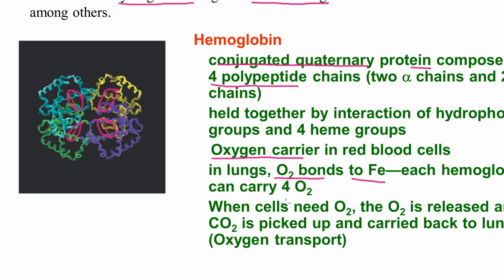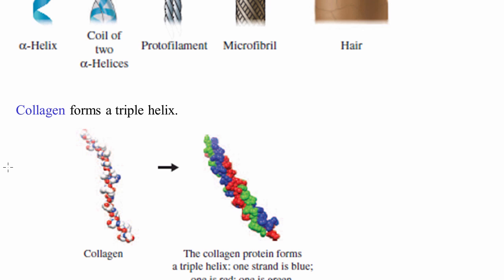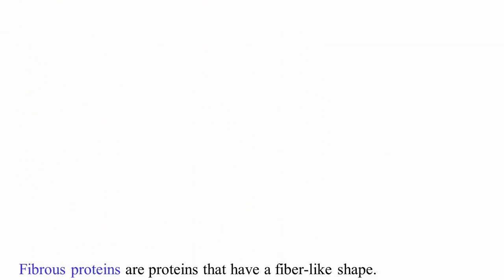Okay? So anytime our cells need oxygen, the oxygen is released, and carbon dioxide is then picked up and carried back to the lungs, and this is oxygen transport. So hemoglobin is a transport protein, and it has a quaternary structure.